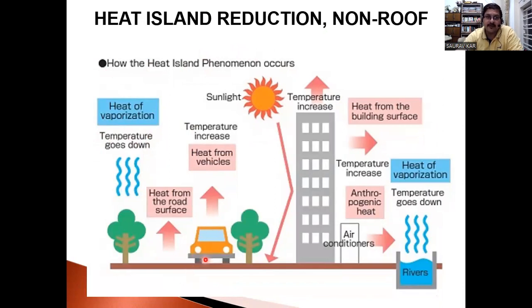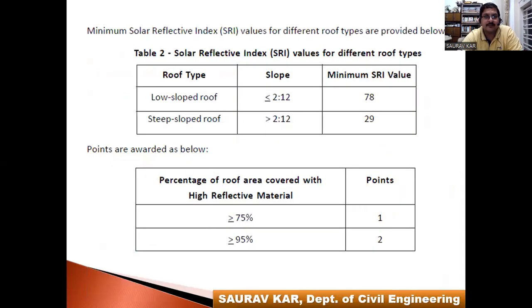So heat from the vehicles, heat from the machinery, heat which is coming from the auto ACs. So heat from vehicles, temperature is rising. Temperature increase from buildings also. So these are all the issues, and this is how the heat island phenomenon is occurring.